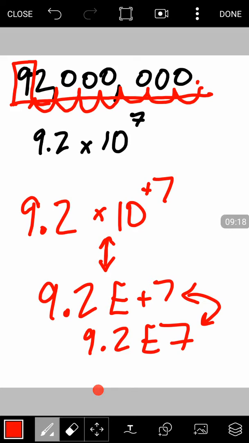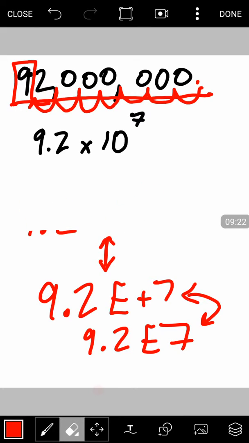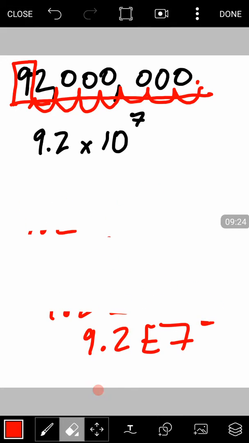What about a really, really small number? What about a really small number?